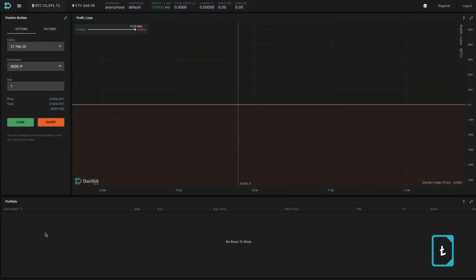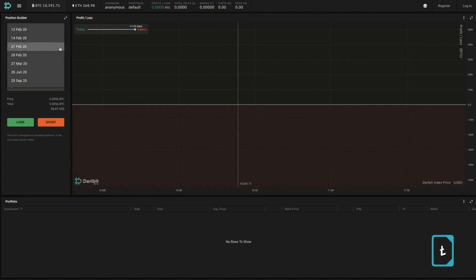This is the Deribit Position Builder, and I'm going to use it as my tool. It's super handy, pb.deribit.com. This allows us to visualize our trade and understand what we're looking at. So let's get started with the very basics of an option.